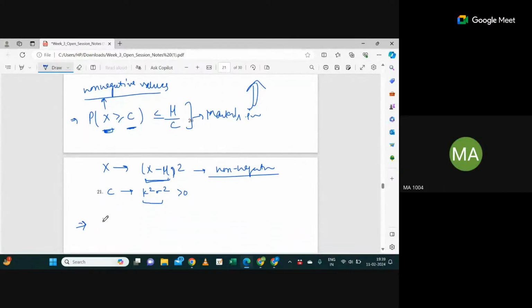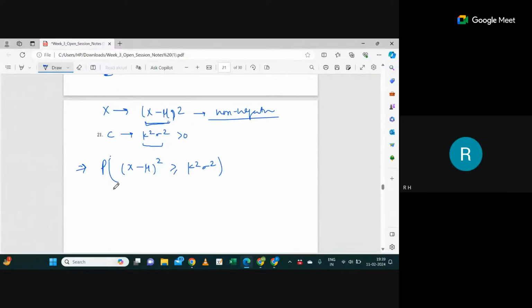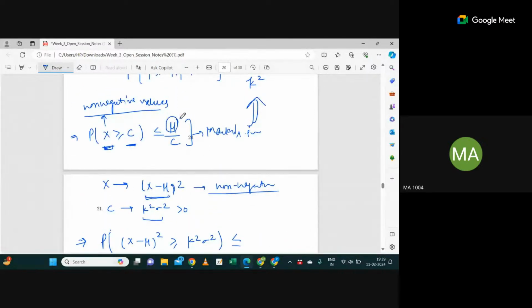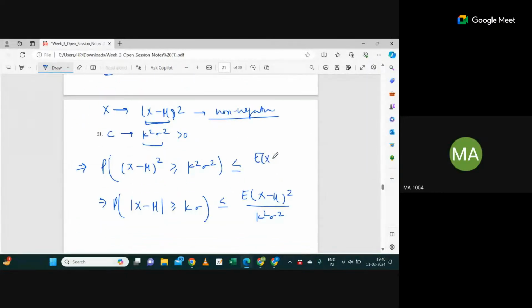Now if you put this in the above inequality, in the place of x I take x minus mu whole square, greater or equal to, and in the place of c I have k square sigma square. I will write this down at the end. Can I write modulus of x minus mu greater or equal to k sigma, after removing the square? This is less or equal to the expected value of x minus mu whole square divided by c, where mu in the Markov inequality is the expectation of x.